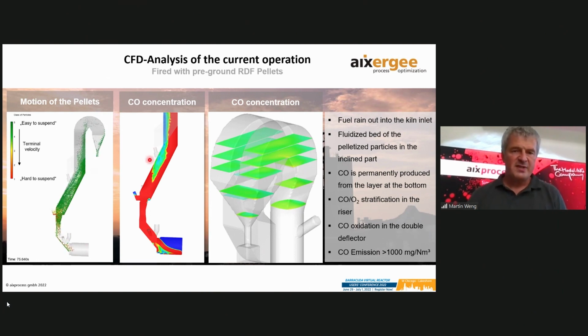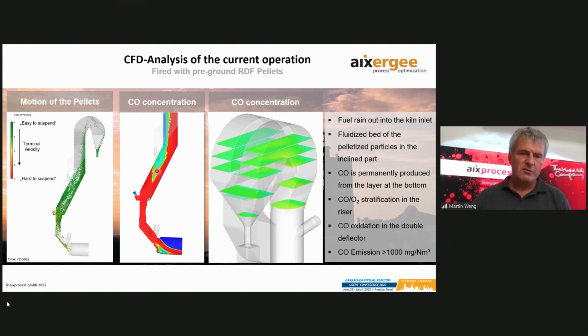If we transfer this into a CO concentration, you can see here the typical CO streak as an input coming from the kiln inlet. That is unavoidable for the rotary kiln operation. But what you can see here is a layer of these big particles raining out into the kiln inlet and building almost a kind of fluidized bed of pelletized particles in this inclined part. So here, this is a permanent CO source.